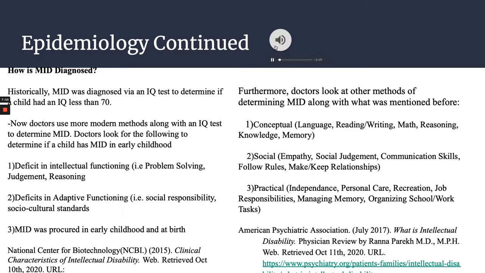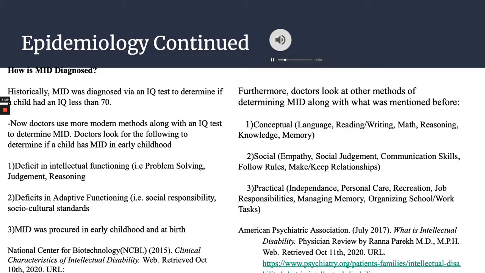So historically, MID was diagnosed by an IQ test to determine if a child or any individual had an IQ less than 70. And if the person tested less than 70, the psychiatrist or the doctor would diagnose that individual as having an MID. Now, doctors are using more modern methods, along with an IQ test to some degree, to determine this condition.